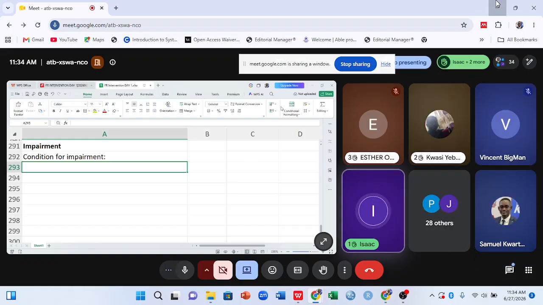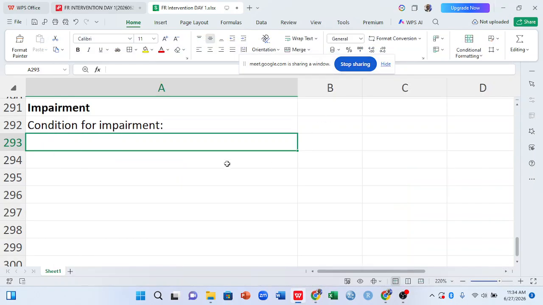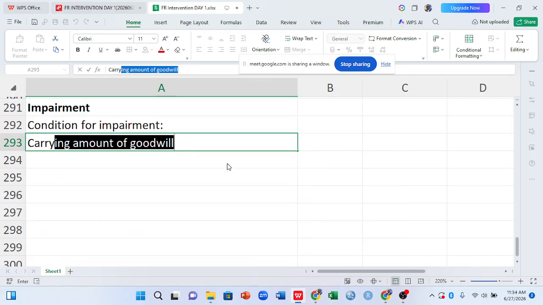You check the carrying amount and the recoverable amount. Okay, so what do you check over there? You check to see if the carrying amount is more than the recoverable amount. So you check if the carrying amount is greater than the recoverable amount. That's the first thing you check in the question.